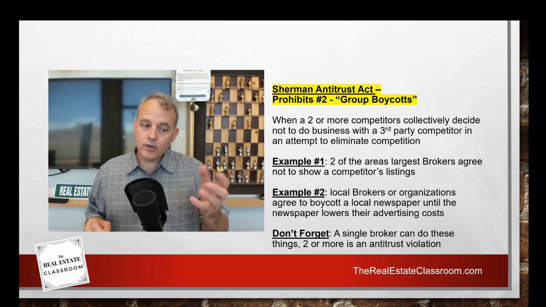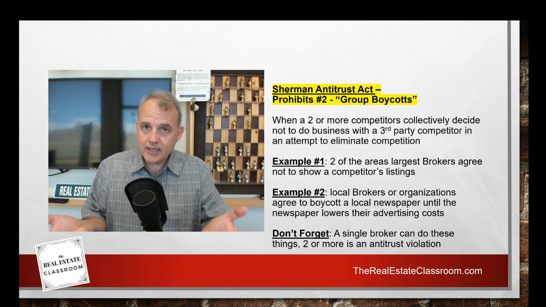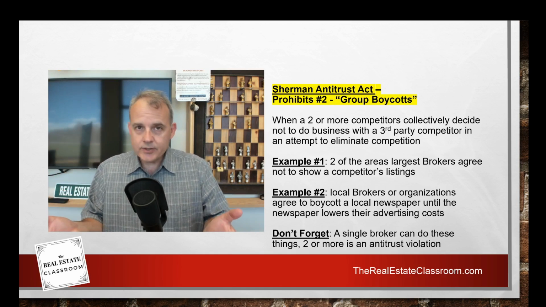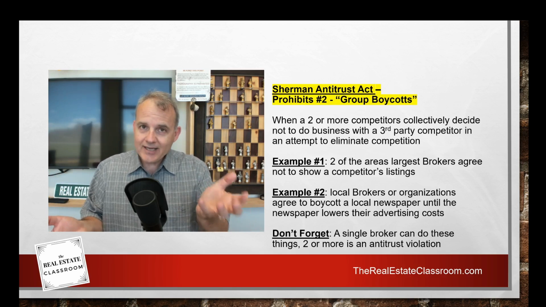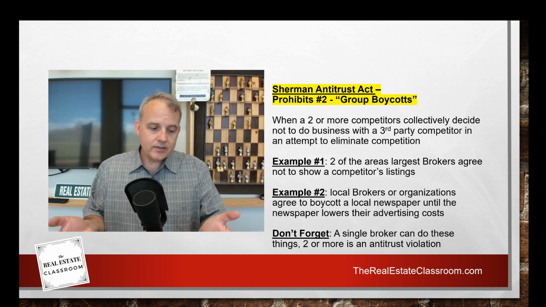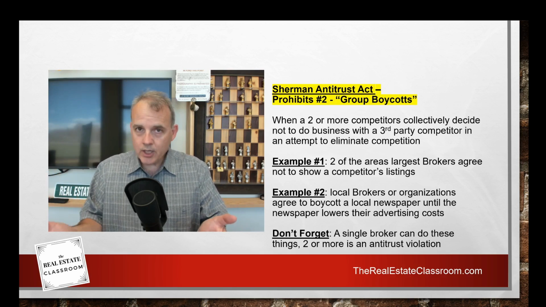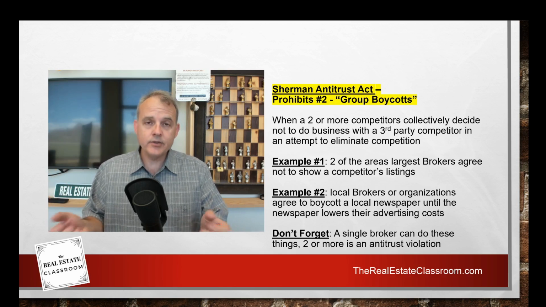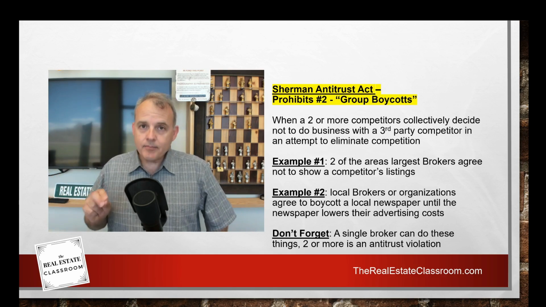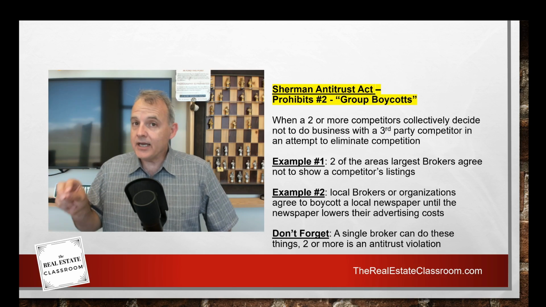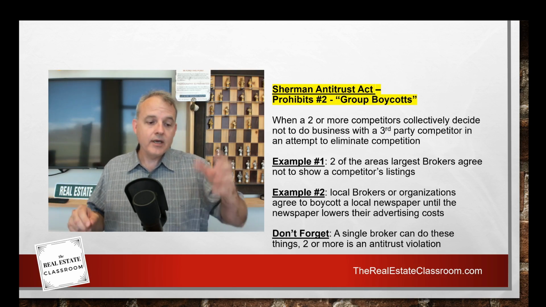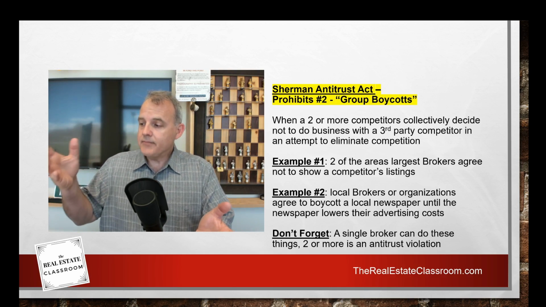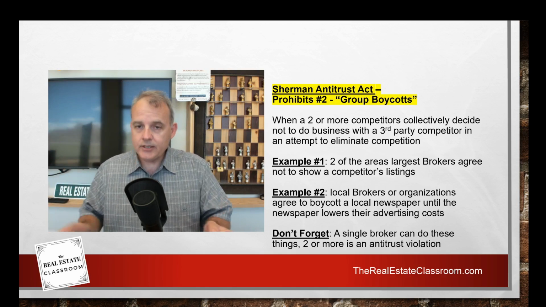Now, let's say broker A and broker C do not get along for whatever reason. Broker A can have a company policy that says you won't show broker B's or broker C's listings. They could do that. A company would not be in violation of the antitrust law if A company said, I'm not going to show C company listings.